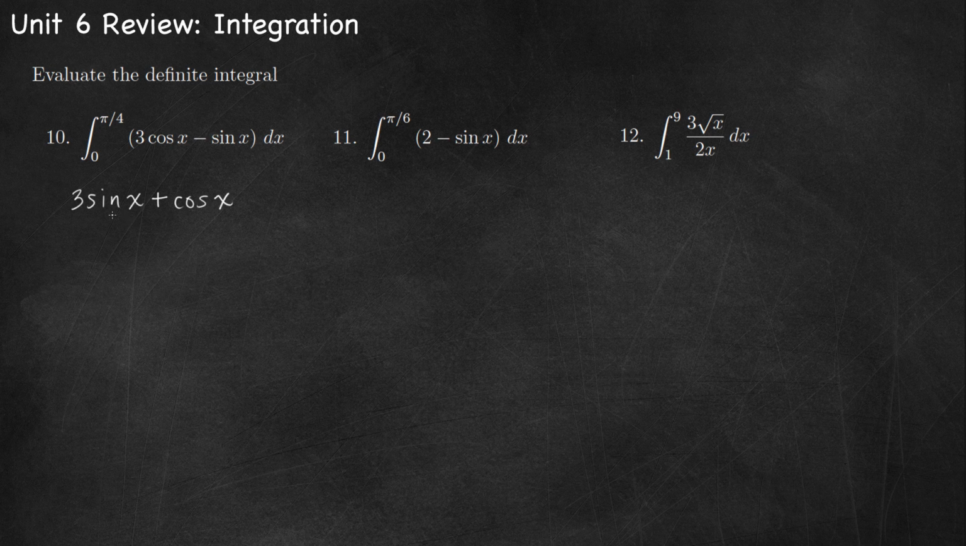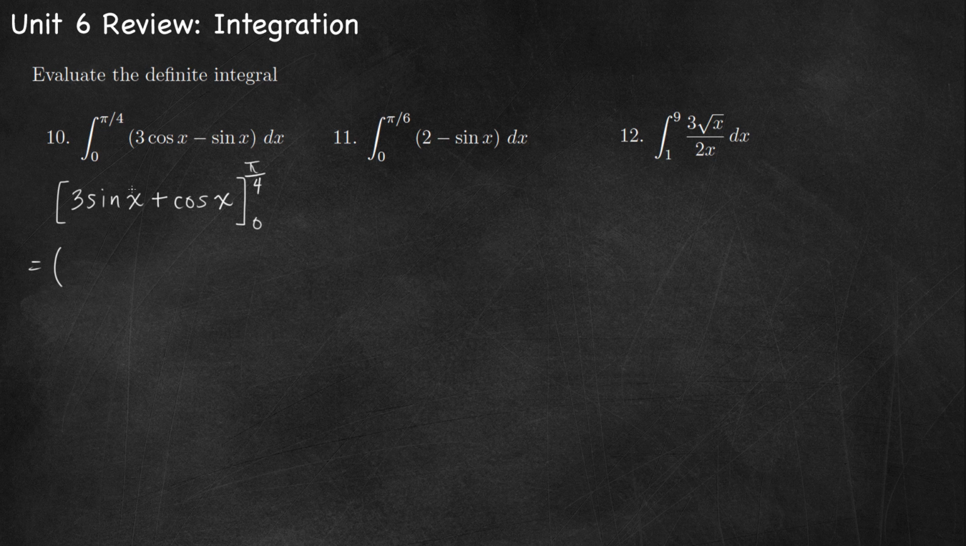So I want to add a cosine x here. And I do a quick mental check by taking the derivative of this answer to make sure it's a match. The derivative of 3 sine x is 3 cosine x. The derivative of plus cosine x is minus sine x, so that works. And I'm evaluating this from 0 to pi over 4.